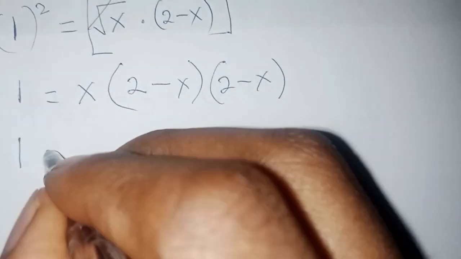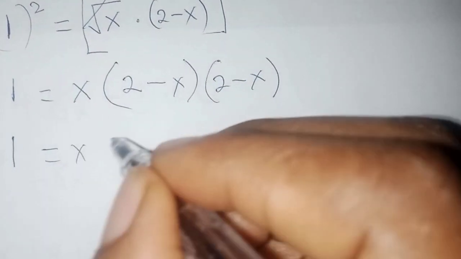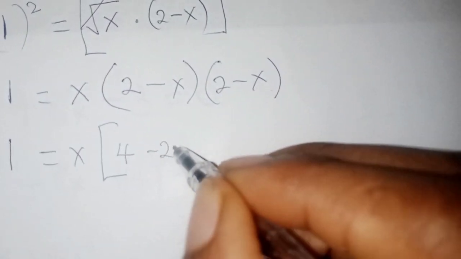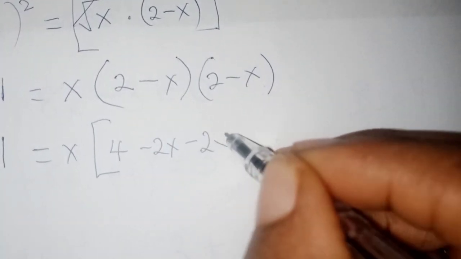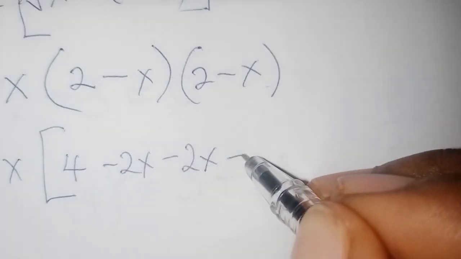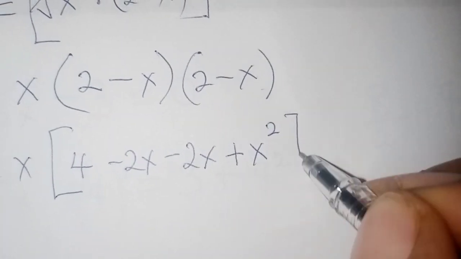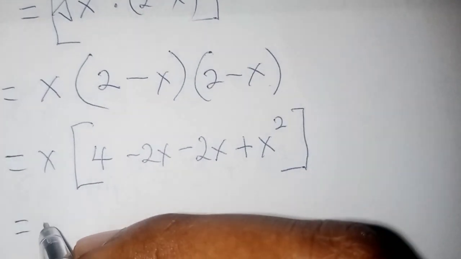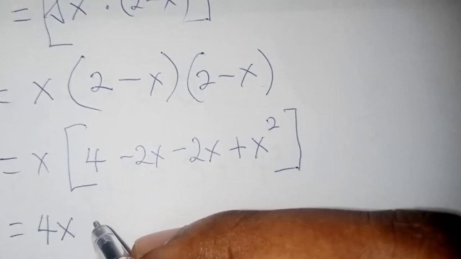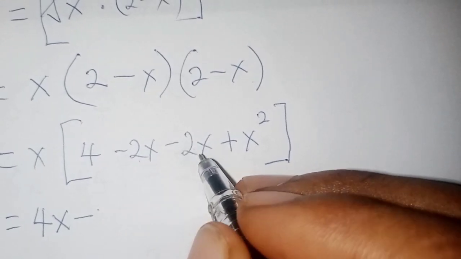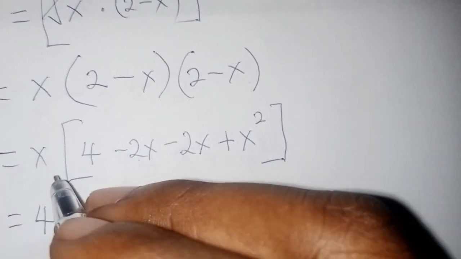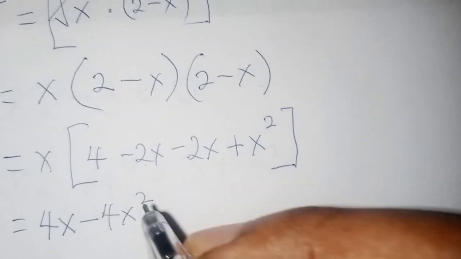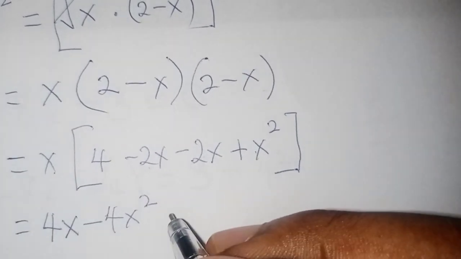All right, so we open the bracket. We have firstly this one to give us 4, to give us minus 2x, to give us minus 2x, to give us plus x squared. Next, we'll open the bracket again with the x, put it inside: 4x, minus 4x squared when we multiply, and this gives us x cubed.